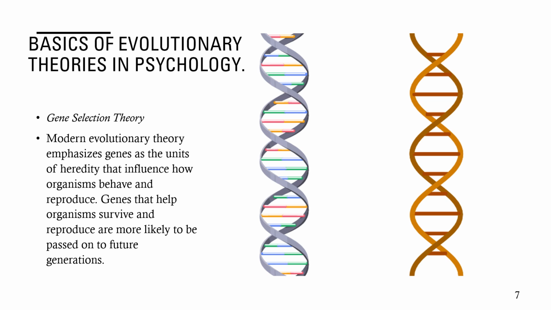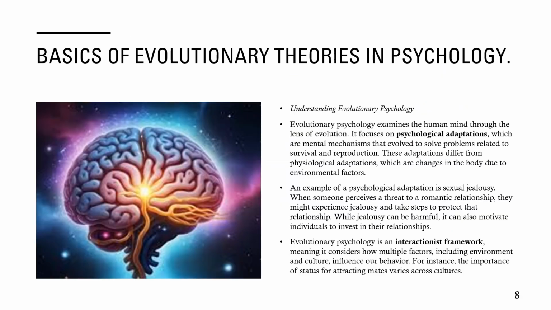Gene selection theory. Modern evolutionary theory emphasizes genes as the unit of heredity that influences how organisms behave and reproduce. Genes that help organisms survive and reproduce are more likely to be passed on to future generations.